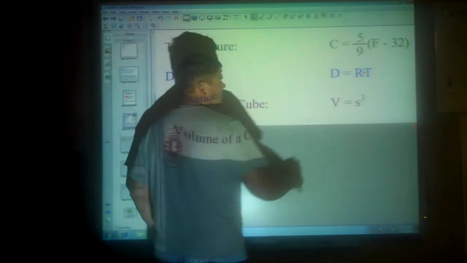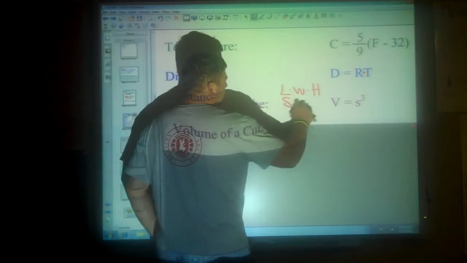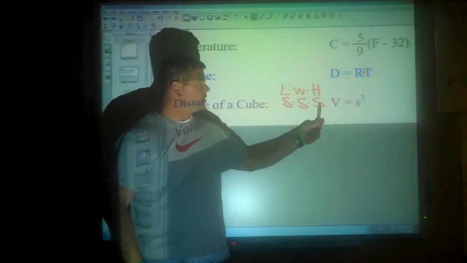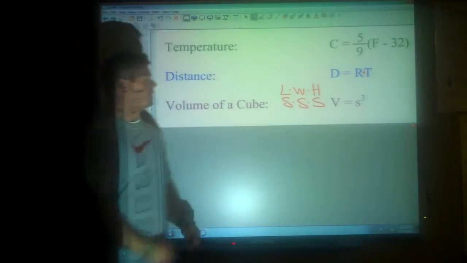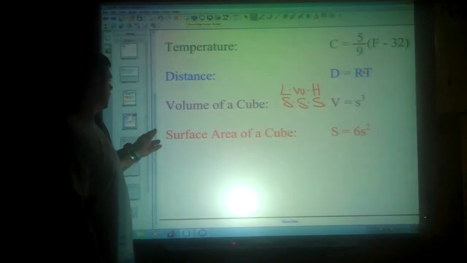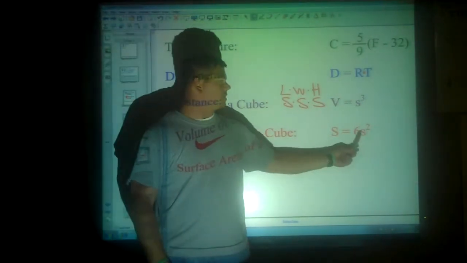That's no different than saying length times width times height, but all the length, width, and height are the same, which means s times s times s is s cubed. That's why it's that formula. And the surface area of a cube. Again, since it's a cube, it's going to have all the sides be the same.